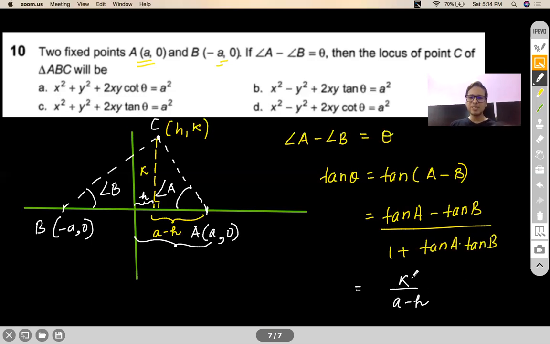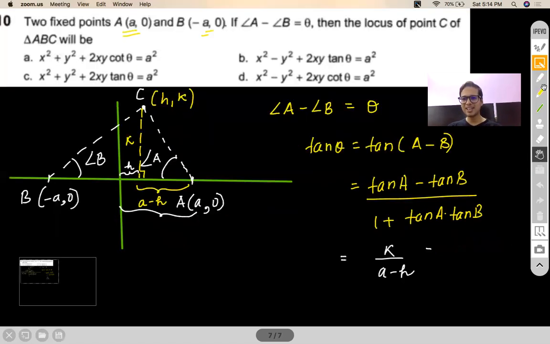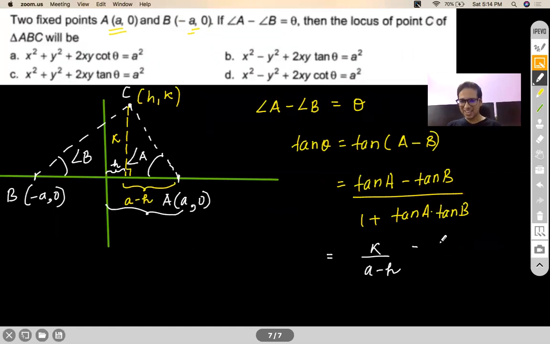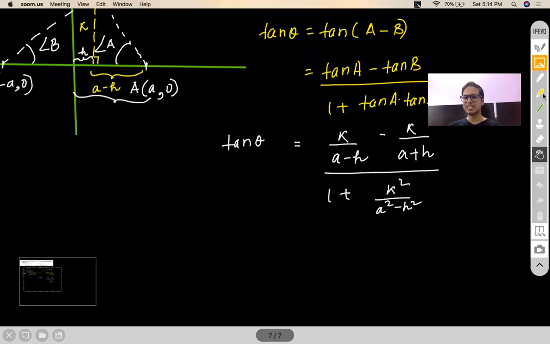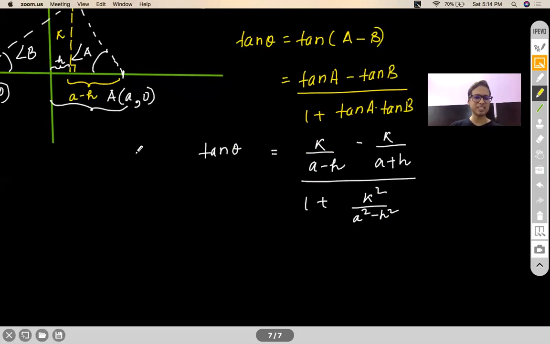Correct. Similarly, what will be tan of b? Think and tell me what is tan of b. Correct, k by a plus h. Absolutely. So this is what we had to use. So tan theta is equal to this, 1 plus multiplied, it will become k square by a square minus h square. Correct. Okay, let us try to simplify and see whether it matches with any of the options.